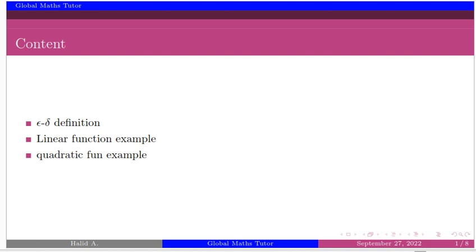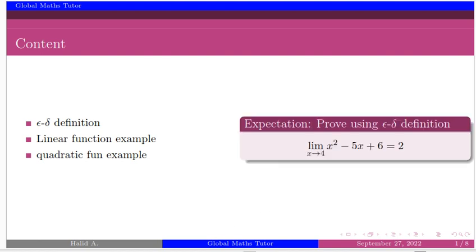In this video we are going to see the precise definition of limit, that is also called epsilon delta definition of a limit. So we'll do some examples and exercises. At the end of the class it is expected that you can prove the limit of a quadratic function like x squared minus 5x plus 6 as x approaches 4 equals 2 using the epsilon delta definition. Let's get started.